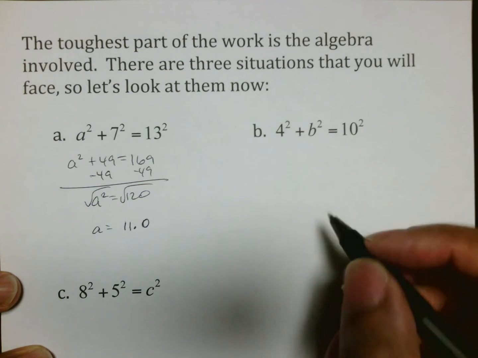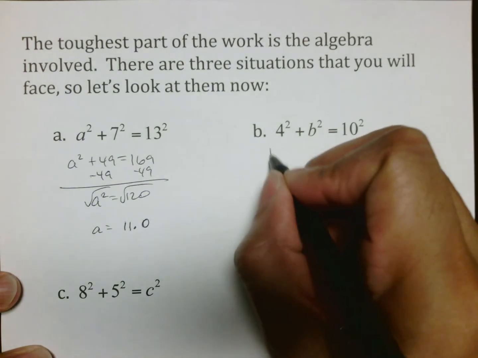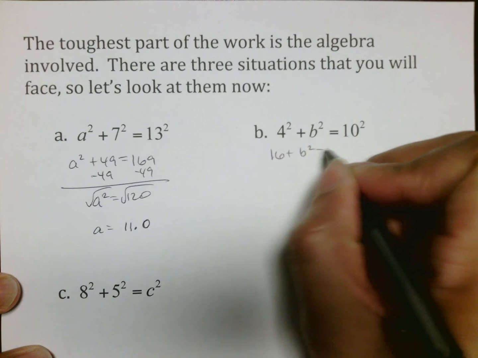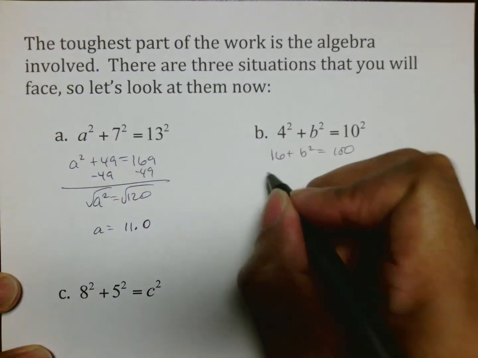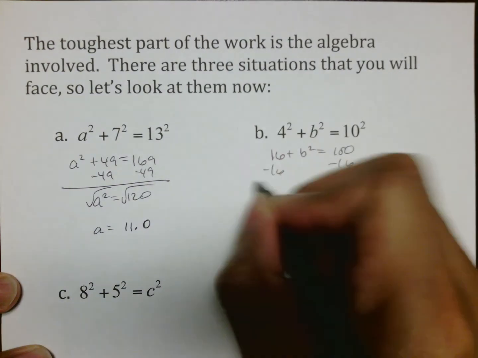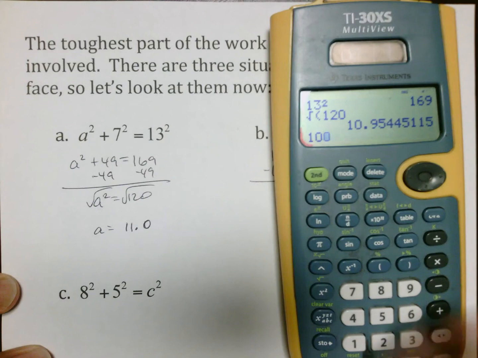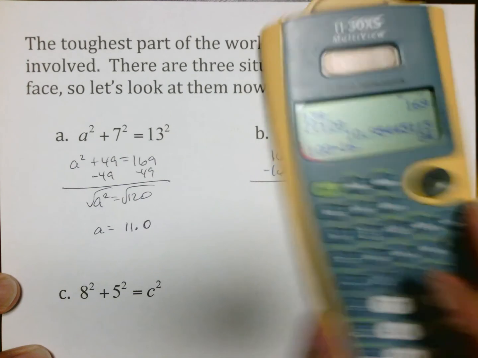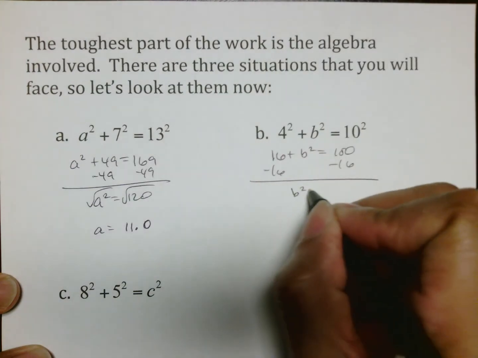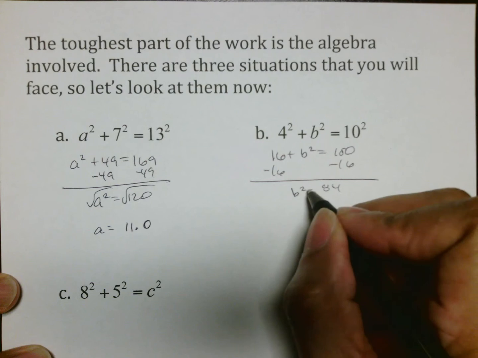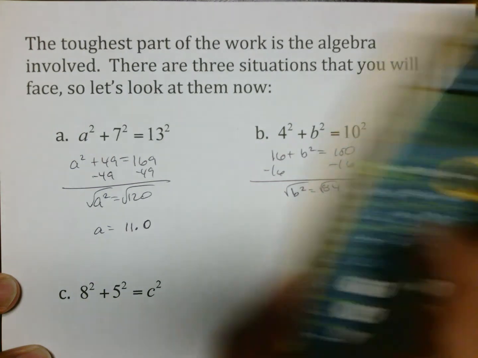B, same thing. First thing you want to do is simplify everything you can. So 16 plus B squared equals 100. You then get rid of your 16 by subtracting it, which gives me 84. You then get rid of the square by square rooting.